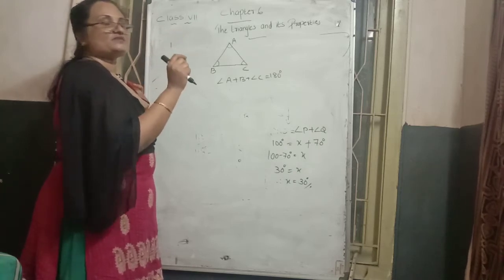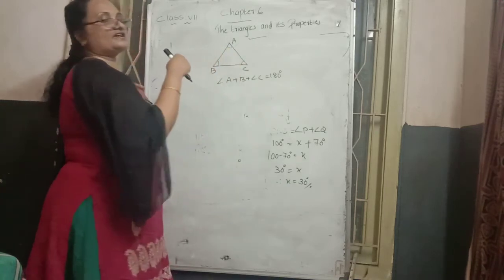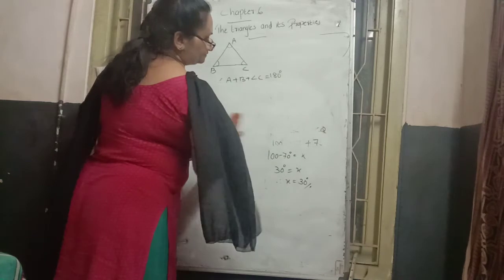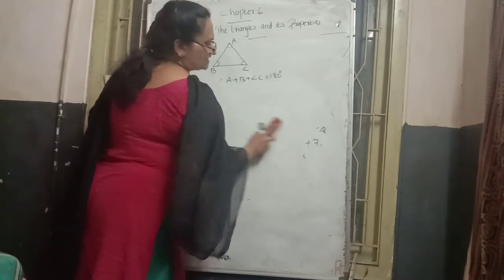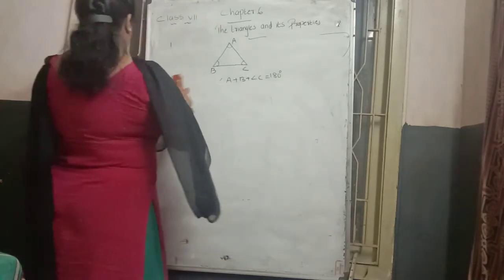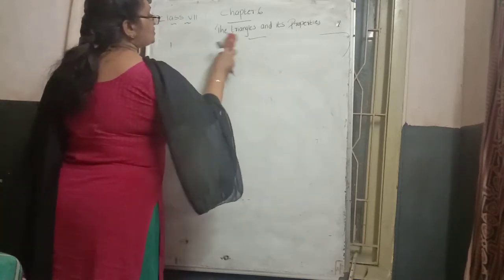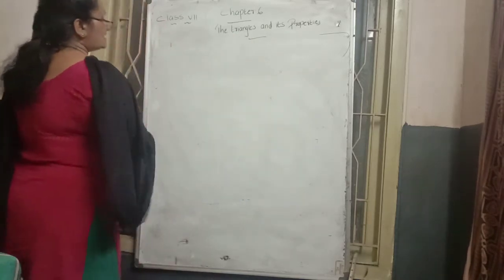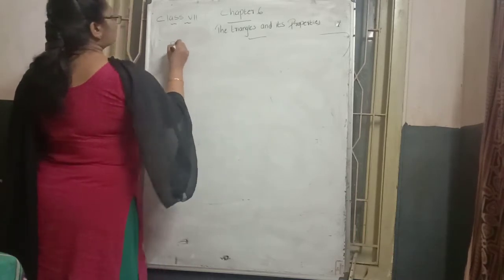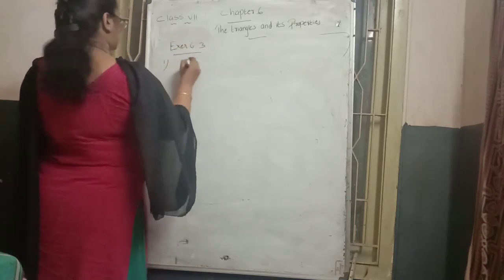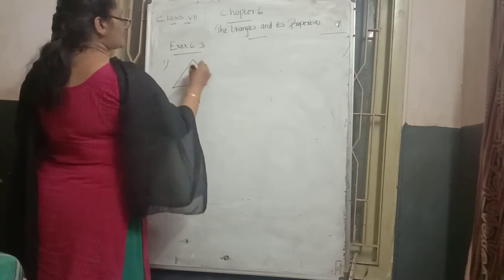Angle sum property means the sum of the 3 angles of a triangle is always coming as how many degrees? 180 degrees. Using this property, next, Roman exercise 6.3 we are going to discuss. Exercise 6.3. There are also diagrams. Here one triangle diagram is there.